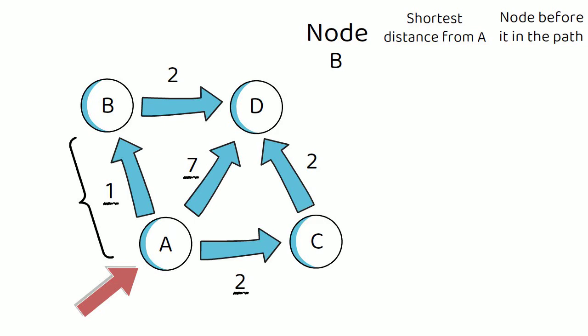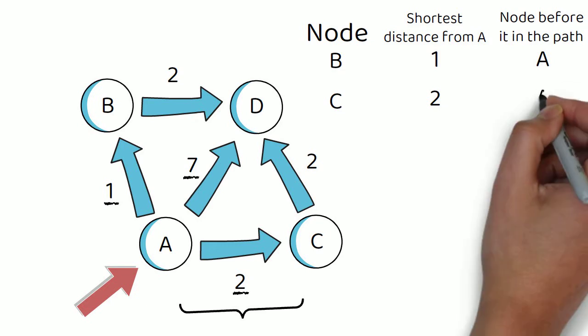From A to B is 1. That means a few things for B. First, we have a path from A to B. That path's distance is 1. In that path, the node right before B is A, because we just started and the path is only 2 nodes long. Next edge. From A to C is 2. We now have a path from A to C, so the shortest known distance from A to C is now 2. The node before C in that path is A.